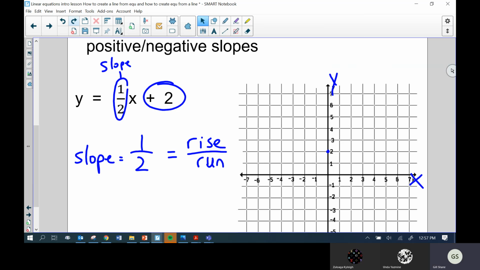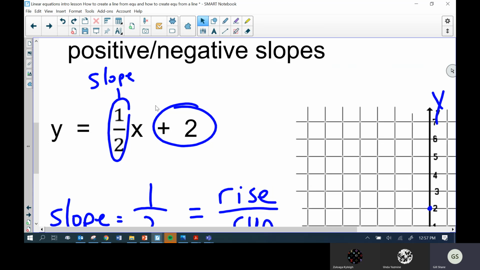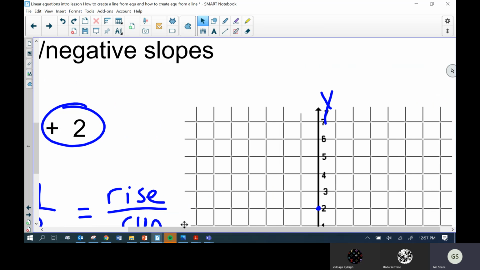I'm going to zoom in to make it easier to see what I'm doing. Oh boy, that's going to be super zoom. Super zoom.